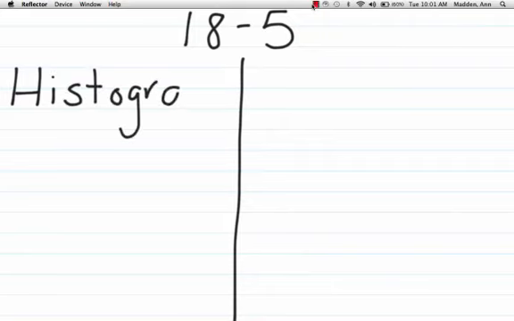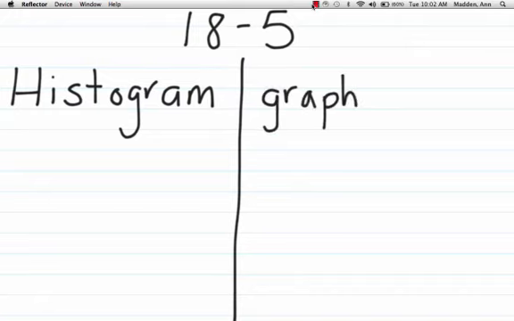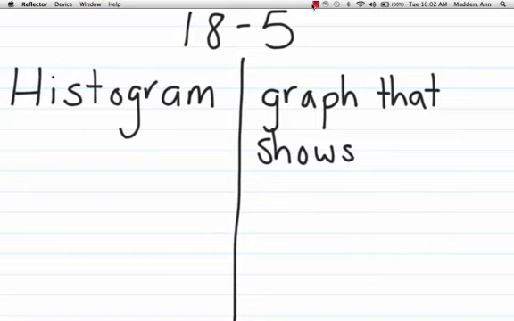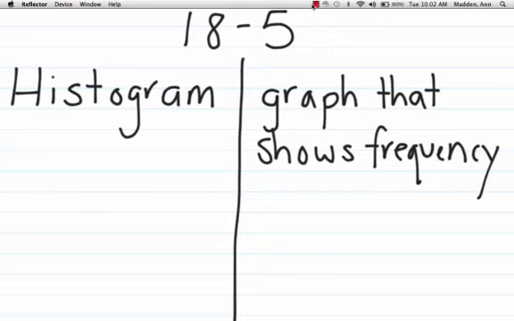What was a histogram again? Remember, a histogram is a graph that shows frequency within an interval.